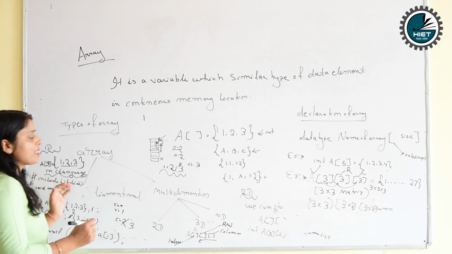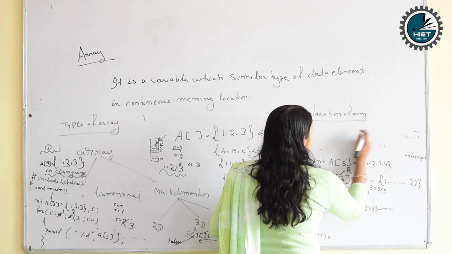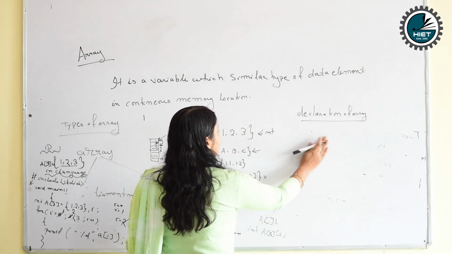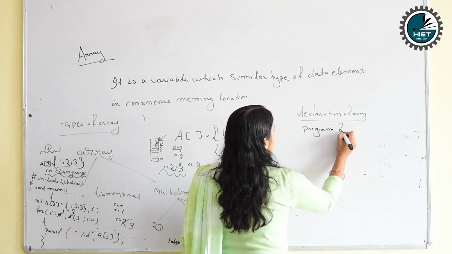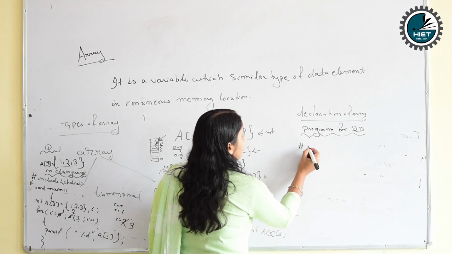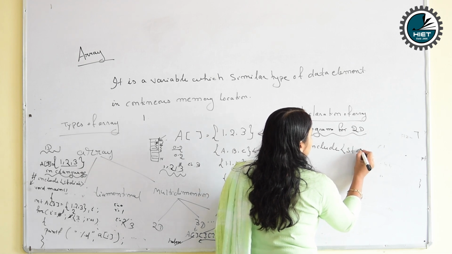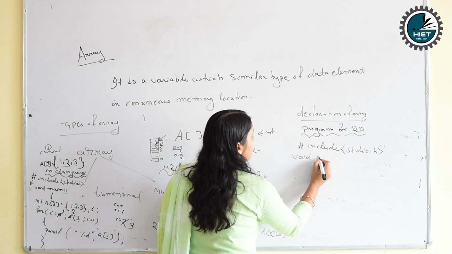In the two-dimensional array, we have to represent the two matrices, the I matrix and the J matrix. That we can write here, programs for the two-dimensional array. Then we have to take the row and column, that is program for 2D. For 2D we can write here #include and we have to mention the header file #include <stdio.h>. Then we are writing the void main function.